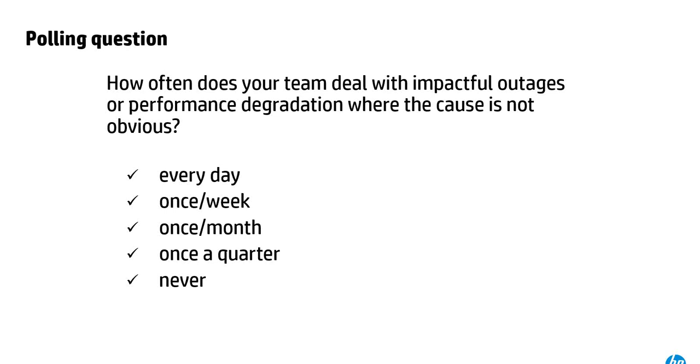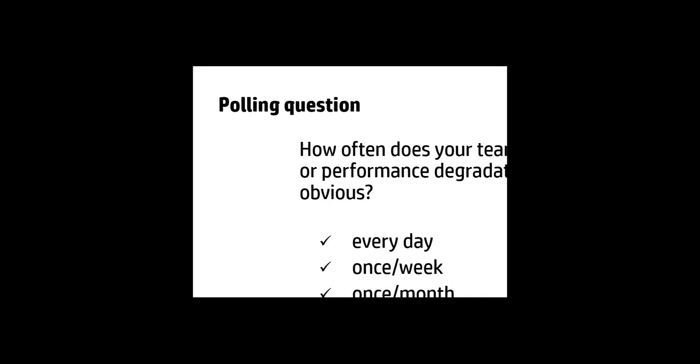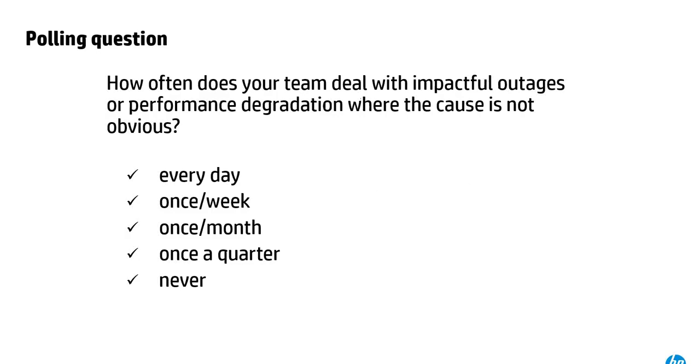So I have the answers. The polling results show that 9% of attendees see this kind of issue, outages or performance degradation, every day. Once a week is 12%. Once a month is 40%. Once a quarter is 26%. And there are folks who never see this, which is great too, 14%. So let's get started. Alina, I'll hand over to you to go through the slide deck.